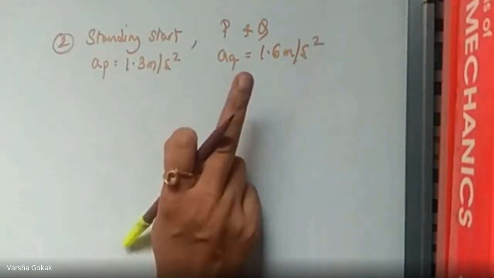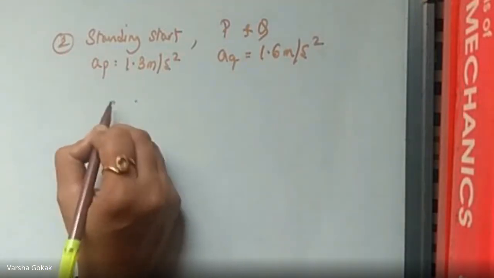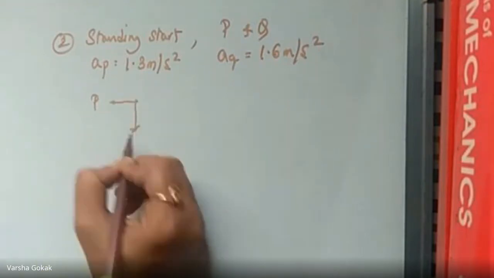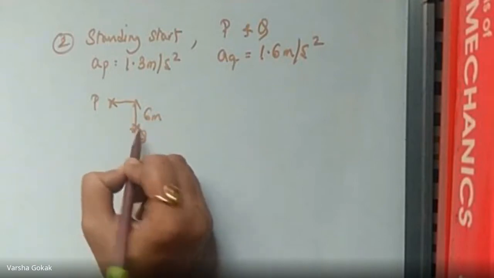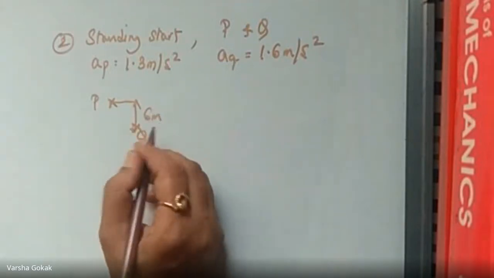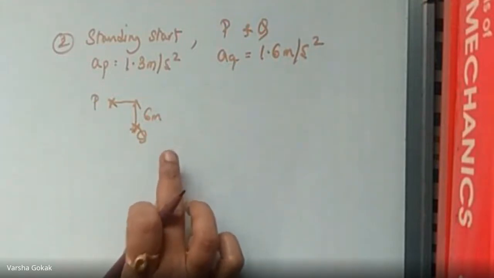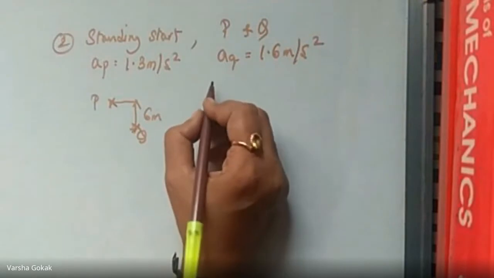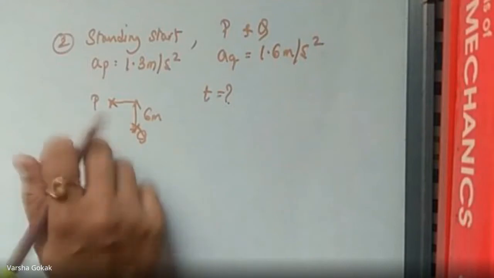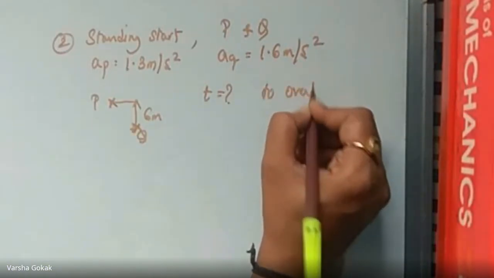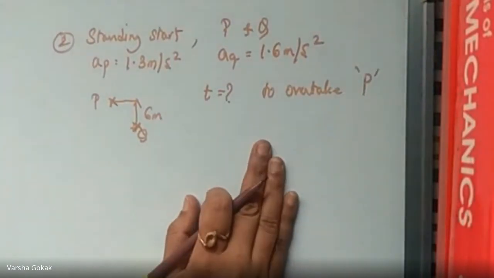If Q was originally 6 meters behind P, so there are P and Q, say this is the starting point of P, and this is the starting point of Q. So Q is 6 meters behind P. From the diagram we will take it later. How long is Q going to take to overtake the P car, right? So time he's asking us. This is the question.